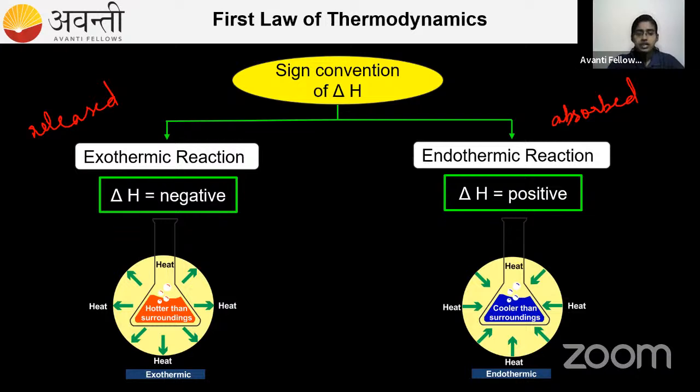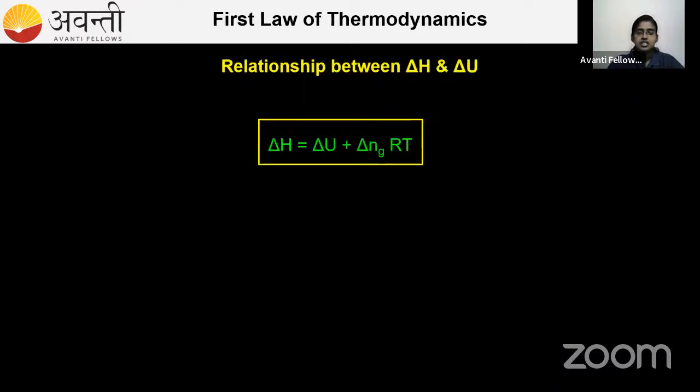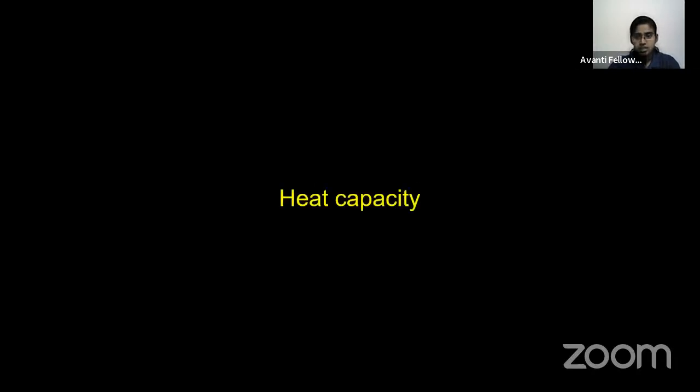Okay. Then the next is the relationship between delta H and delta U. This is one of the very important formulas. You have to note it. Okay. Delta H is equal to delta U plus delta ng RT. Okay. Then the next topic is heat capacity.